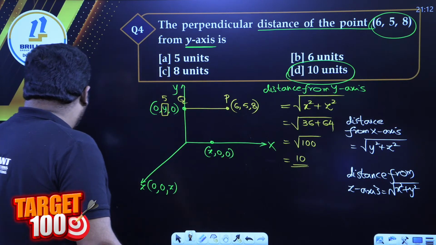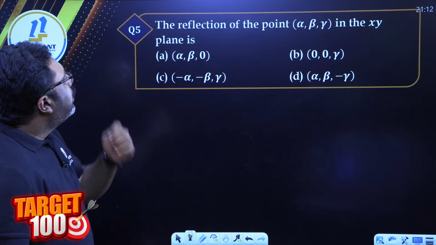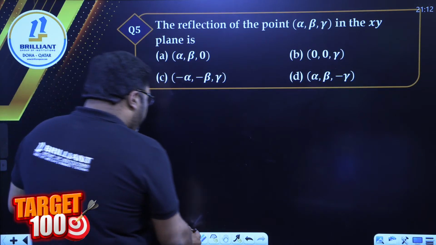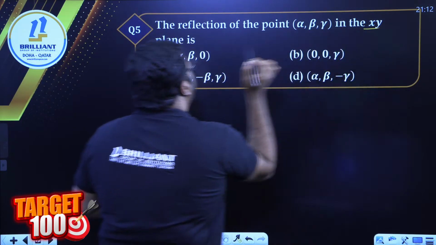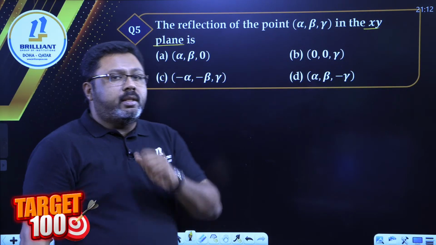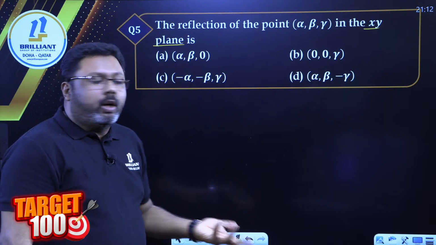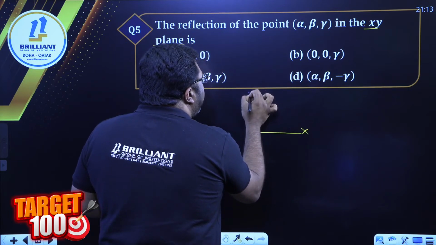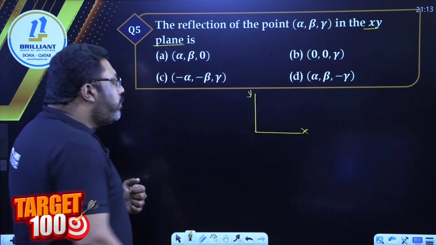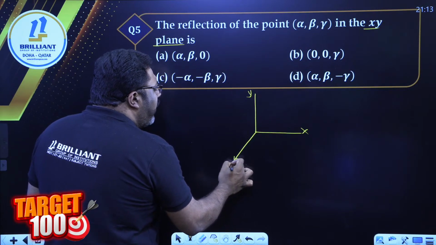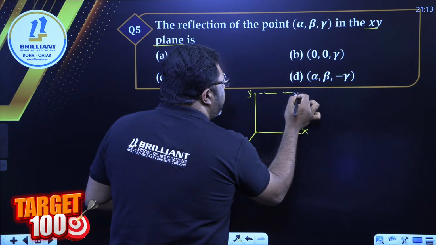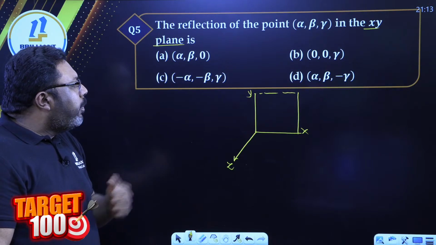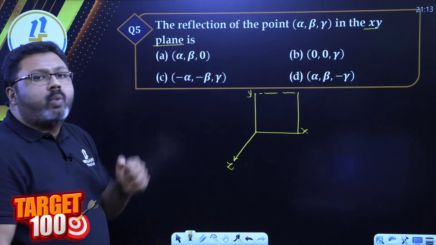Moving forward. Question 5. The reflection of the point alpha, beta, gamma in the xy plane. This year the plane topic is deleted, but it has got nothing to do with the plane topic. Remember, the xy plane means it's a plane that is created by the x and the y axis. And because it's three-dimensional geometry, we definitely will have a z axis also. Now I'm trying to find the reflection of this particular point alpha, beta, gamma created by the xy plane.